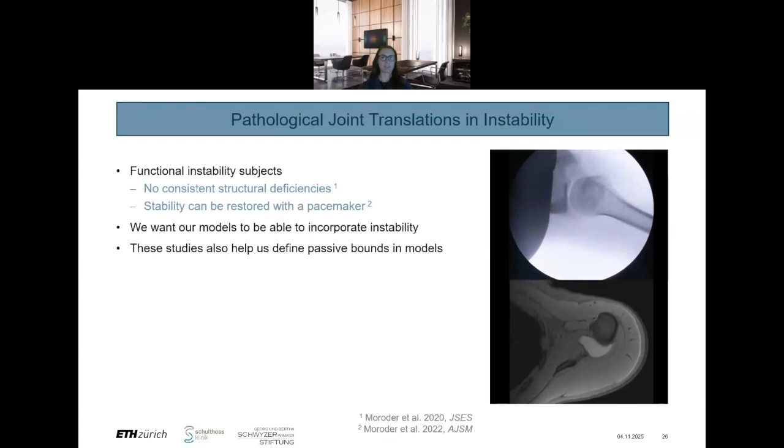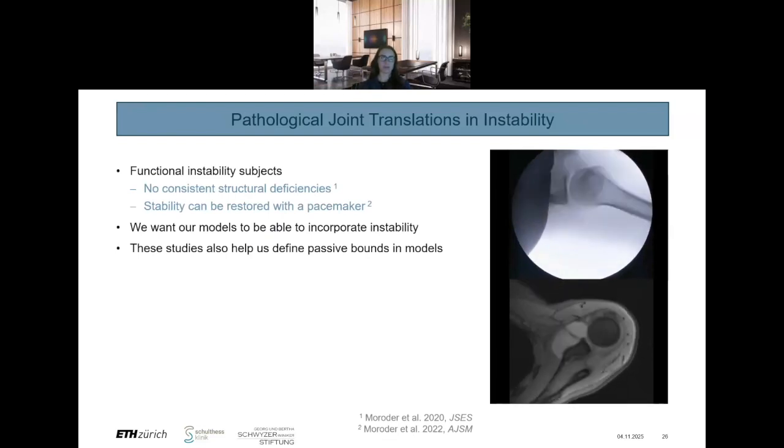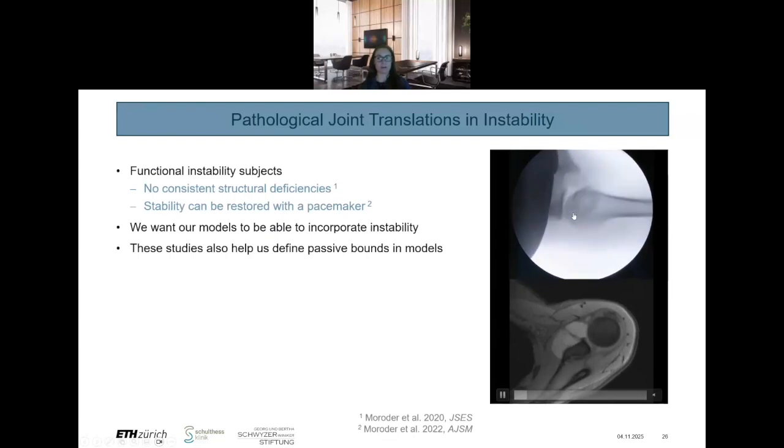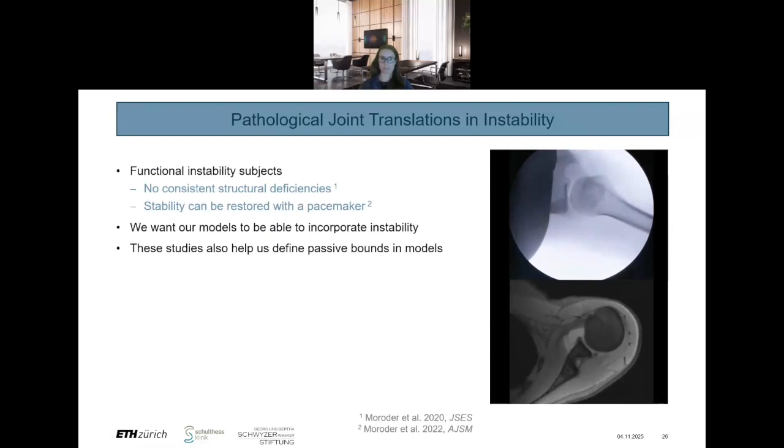And at specific locations, this can be either deliberate, so they can produce a subluxation, or it just happens at specific positions, but you can see the humeral head essentially pops out of the socket. And this tells us that really the passive bounds are quite large under certain combinations of, yes, pathological, but still biologically feasible muscle combinations.